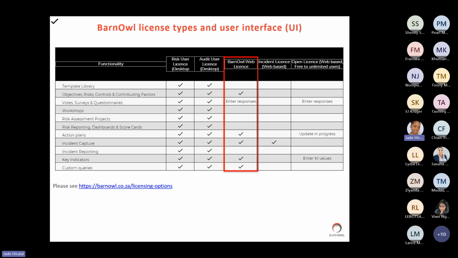At present, the BarnOwl Web license includes the functionality to capture or view objectives, risks, controls, contributing factors, action plans, incidents, and key indicators. You are also able to respond to votes, surveys, and questionnaires, and to make use of custom queries. It does, however, exclude access to the template libraries, workshops, risk assessment projects, and major risk and incident reporting, dashboards, and scorecards. But there are other reporting options available in the web license, which we will look at a little bit later during the Spotlight session.